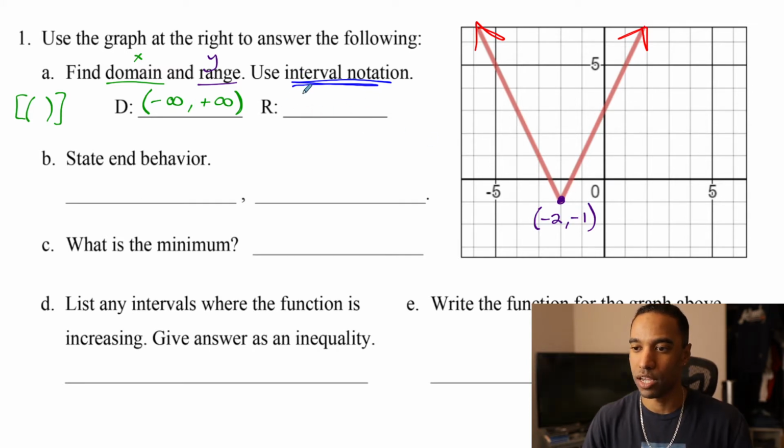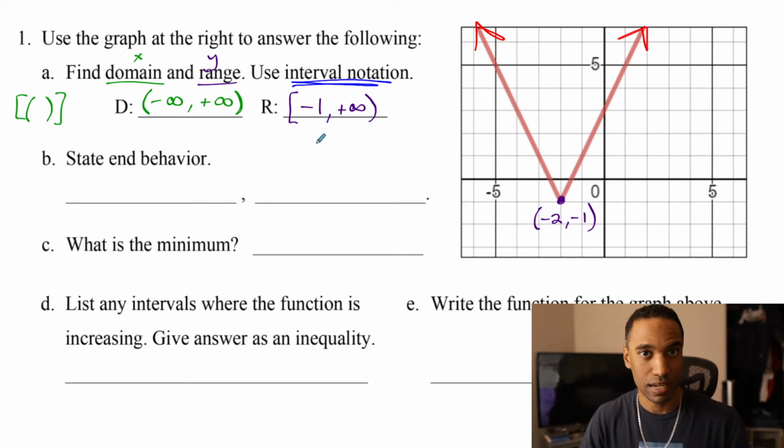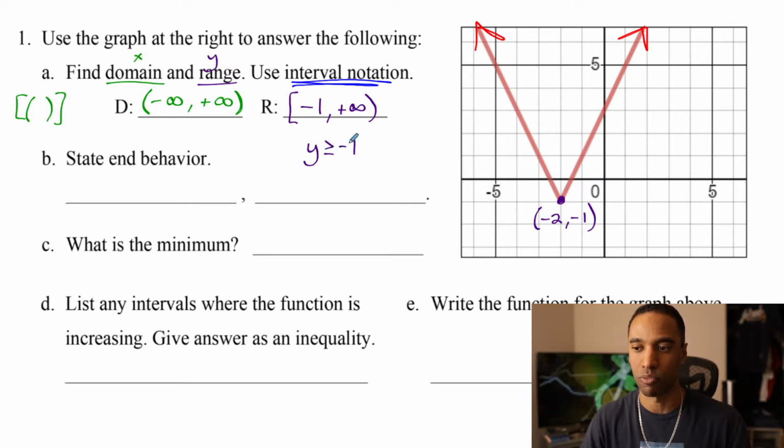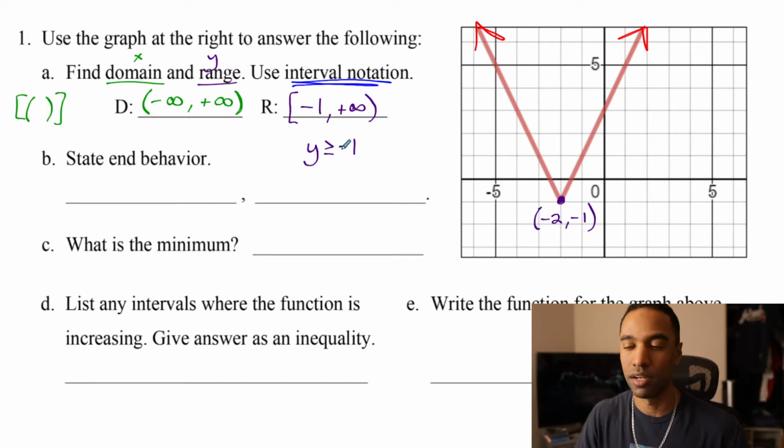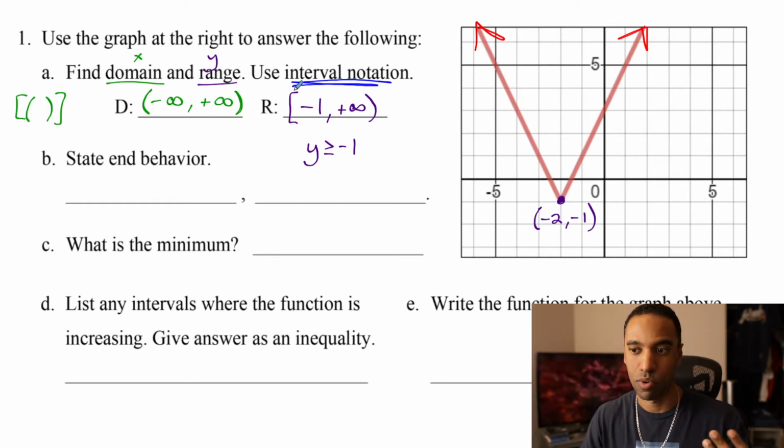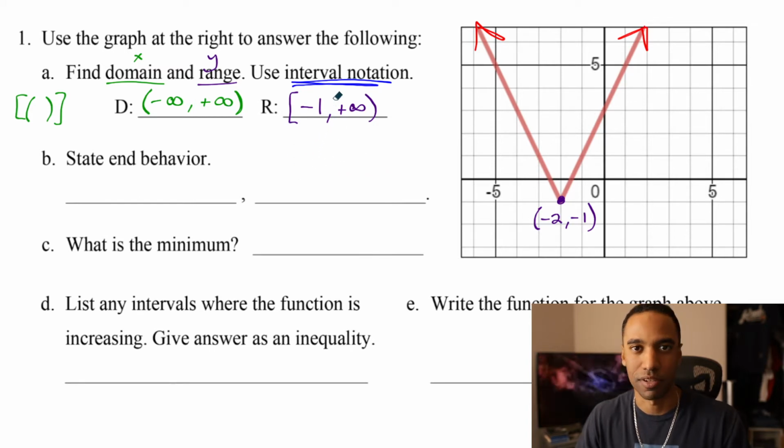So the range here, it goes as low as -1, and it goes as high as positive infinity, which of course we do not include the infinity, but we do include the -1. So I'm going to put a square bracket there. This is equivalent to me saying in inequality notation, y is greater than or equal to -1. Right? That's the equivalence there. If it just said y is greater than -1, I'd put a parenthesis, but this is a square bracket because we do include -1, and of course we do not include infinity.